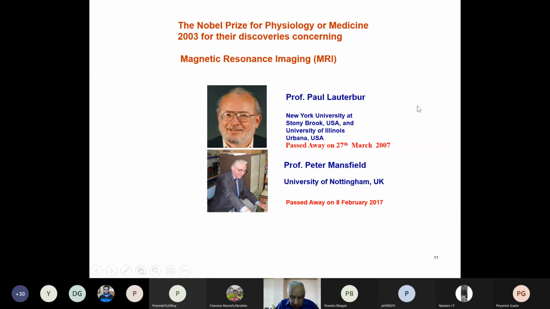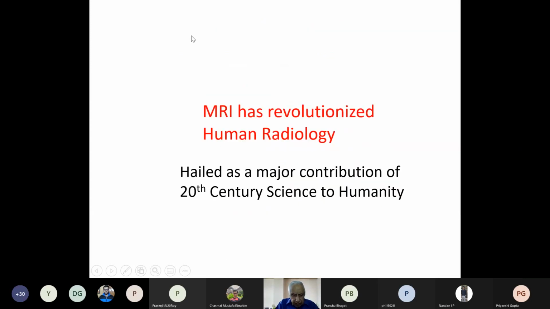The initial experiment of 1D NMR by Paul Lauterbur was the first two tubes of water he had imaged first. And so the Nobel Prize for Physiology and Medicine for discovering the MRI went to Paul Lauterbur and Peter Mansfield in 2003. MRI has revolutionized human radiology, and it is hailed as a major contribution of 20th century science to humanity.